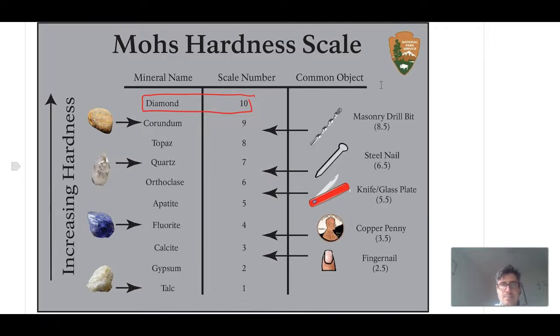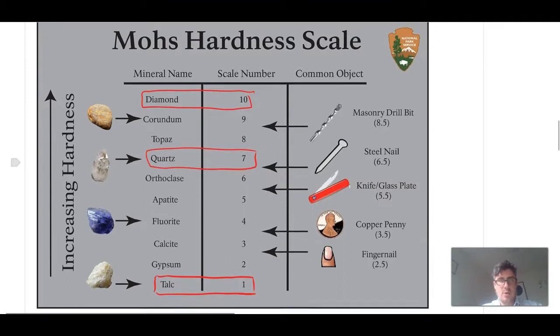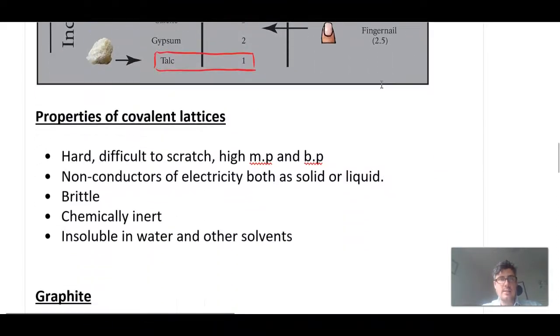You can see some familiar substances in there. Talc at the bottom here is the stuff that used to be in baby powder. We've got quartz crystal. Fluorite is another hard mineral that you can get, and you can see the uses for them, like drill bits at the top there. So that's a common property of these covalent lattices.